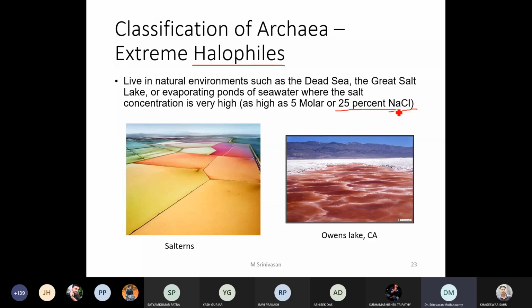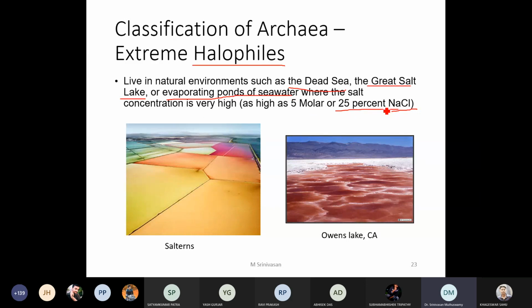And they cannot grow in very low levels of salt, such as our normal tap water or groundwater. These organisms cannot grow there. They always require a high amount of sodium chloride for growth. And these organisms can be seen growing in the Dead Sea, the Great Salt Lake, and the evaporating ponds of seawater, where the salt concentration would be close to 25%.